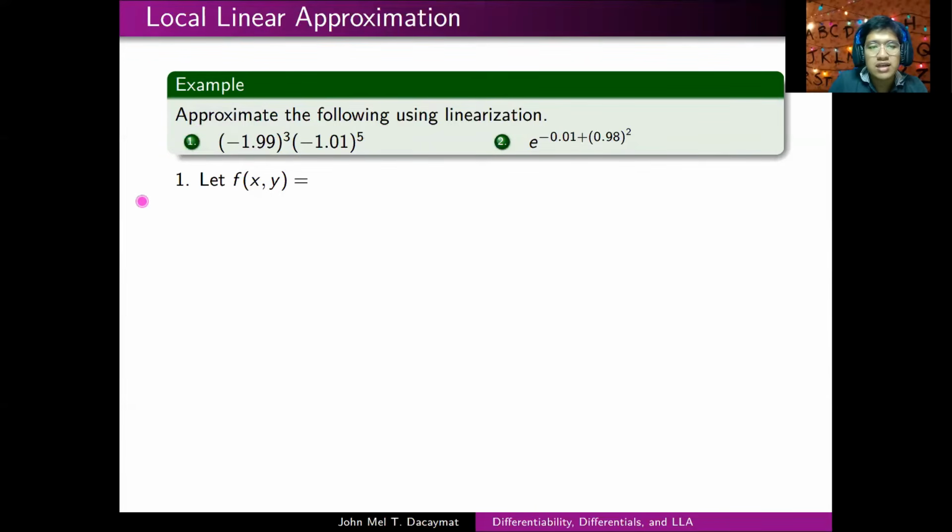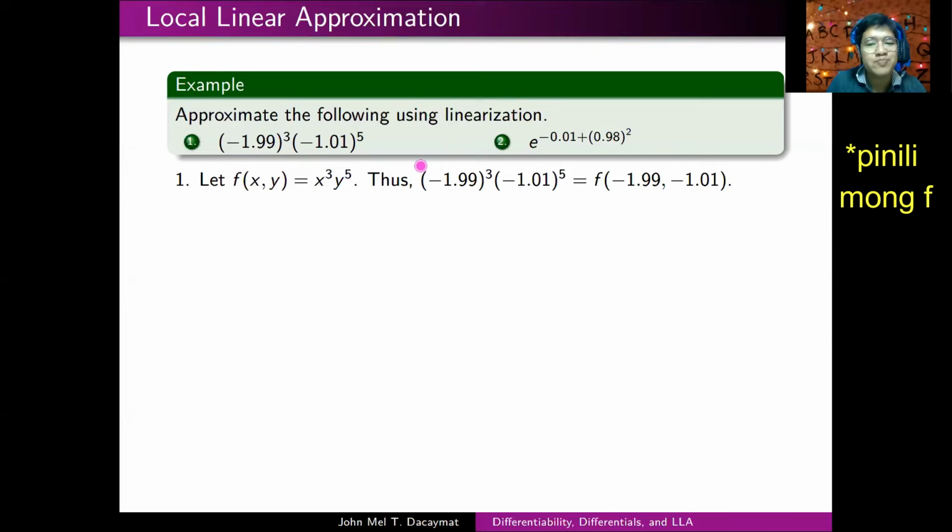Halimbawa, sa number 1, if I take f of xy to be x cubed y to the 5th, then this value that I'm looking for is just the function value at (negative 1.99, negative 1.01). Pag plug-in mo ito sa pinili mong f, makukuha mo ito, di ba? Okay, so ngayon, pwede na tayong gumamit ng LLA since yung LLA talaga ay nag-a-approximate ng function value. So, kumbaga, ginawa nating function value itong number na ito.